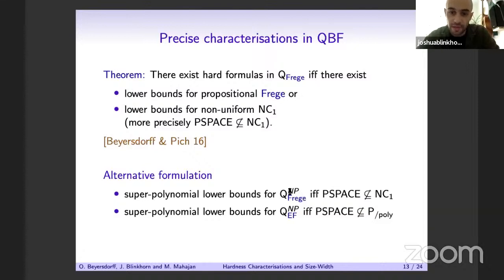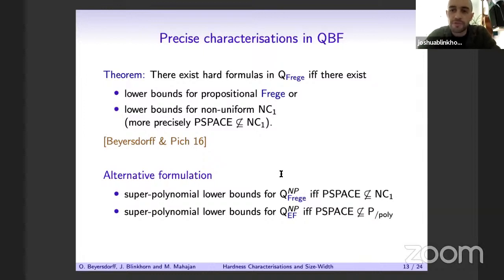What I really like about this theorem is that this is a proof system, and this is a direct connection between lower bounds in a proof system and lower bounds in a circuit class. So you make this direct connection between circuit complexity and proof complexity, with a long-standing belief in the community that these two things are linked. And in the QBF world, we have this very nice result here. It's a tight characterization of hardness in this system.